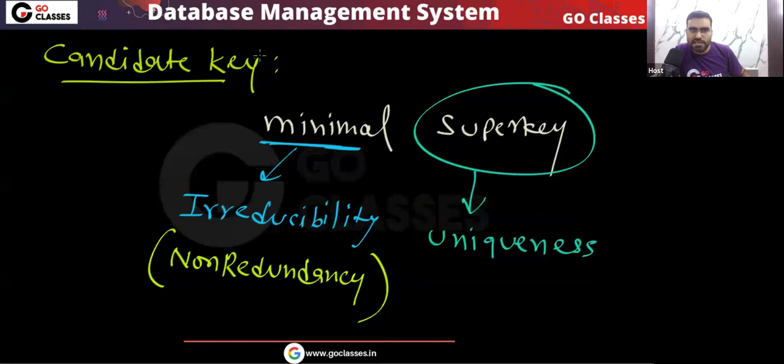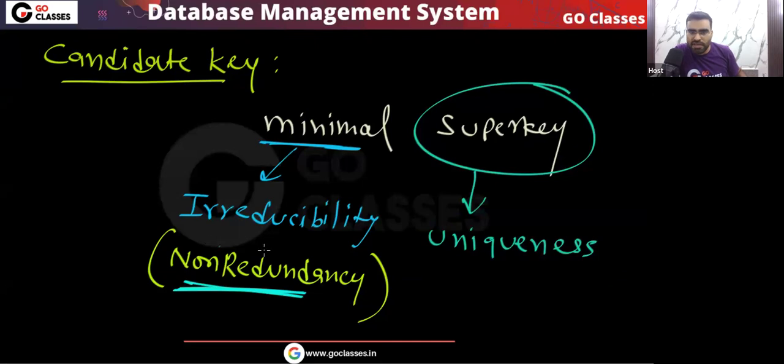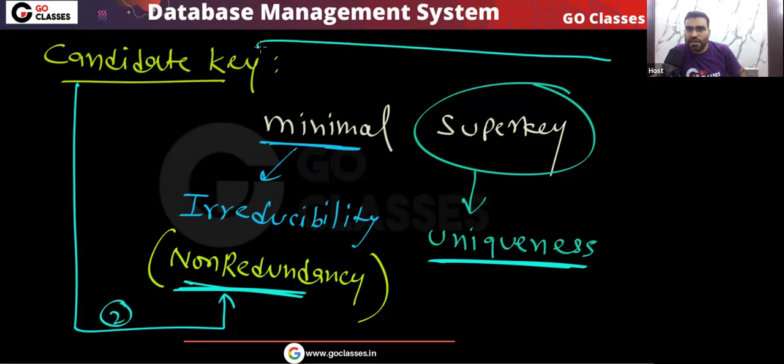So that is the reason this candidate key has two properties. Remember, one property is non-redundancy, which simply means we cannot delete any attribute from the candidate key, and another property is the uniqueness property. So these are the two properties of candidate key. I can call this the first property and this the second property. Is this clear? So there are two properties.